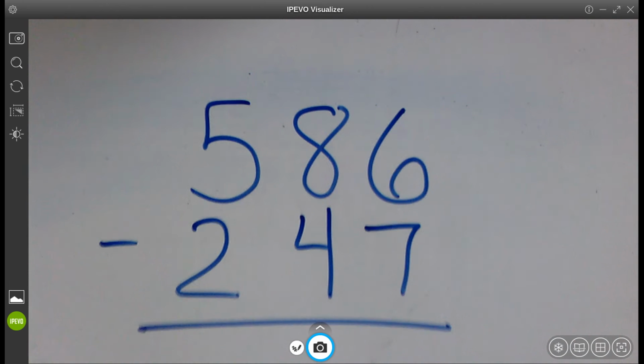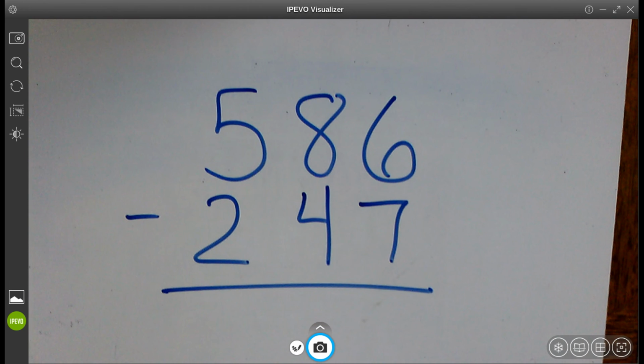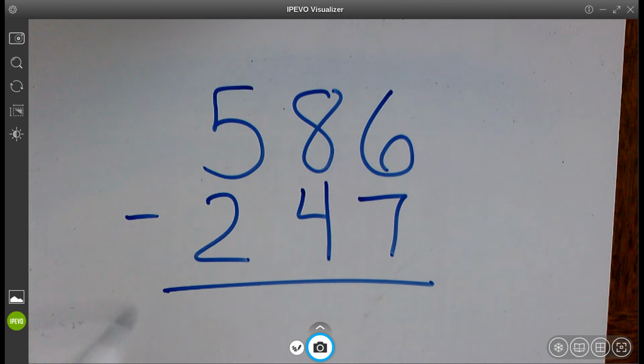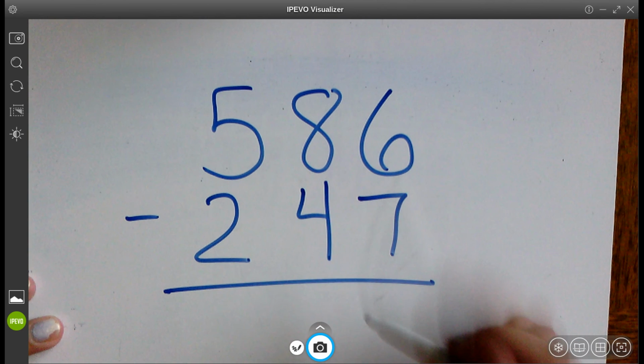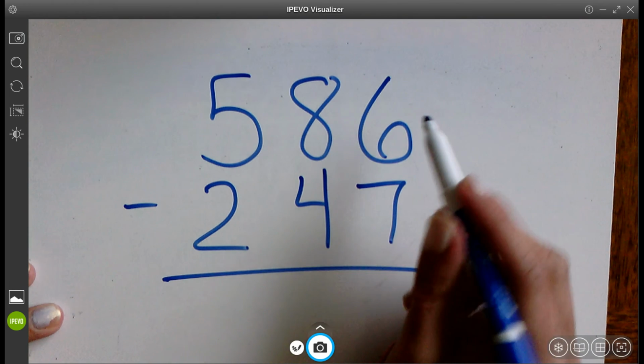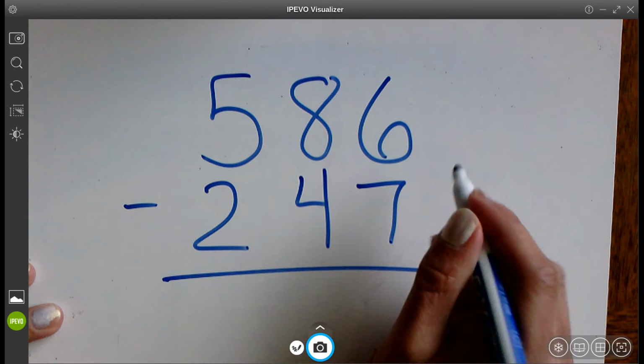Hey, second grade, we are going to practice our subtraction skills. So, we are going to be using counting back today, and we are going to be using our question that we are always going to ask ourselves when we are subtracting: more on top or more on the floor?